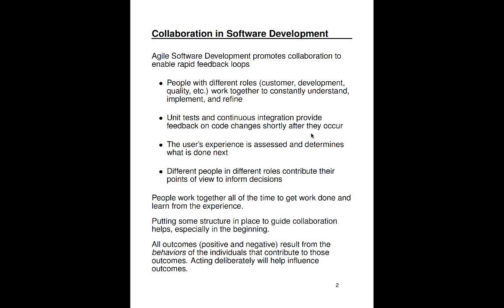Now, collaboration is hard, and even for people who are very experienced, it's something that can require a lot of focus and a lot of attention. So putting some structure in place to guide collaboration, to have some rules of the road, some guidelines, can be very helpful, especially when you're starting out.